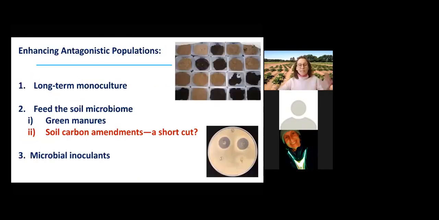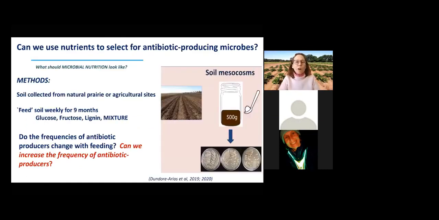So in the meantime, we said, okay, is there a shortcut? Green manures are awesome. Long-term monoculture, great outcome. But can we shorten that timeline even further? Instead of green manures that take however many weeks it takes, seed, additional passes of the tractor, irrigation, what if we just feed the microbiome directly? What if we just add soil carbon?